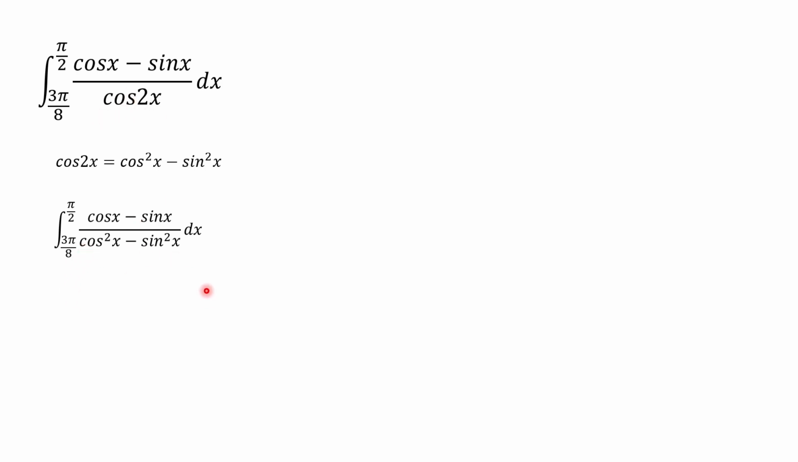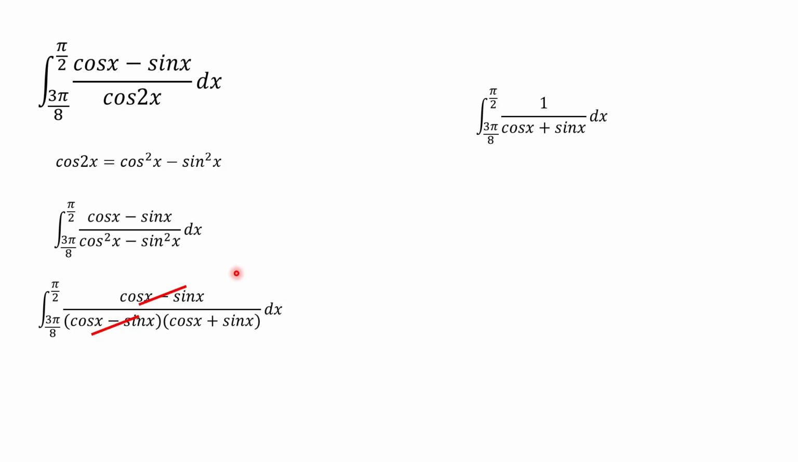Perfect. And this is actually a difference of two squares. That's a good pattern to recognize, which means you can factor out like that. And now we have common factors on the denominator and numerator, which we can just cancel out. Perfect. So now we're left with this integral, which is a lot easier to deal with.